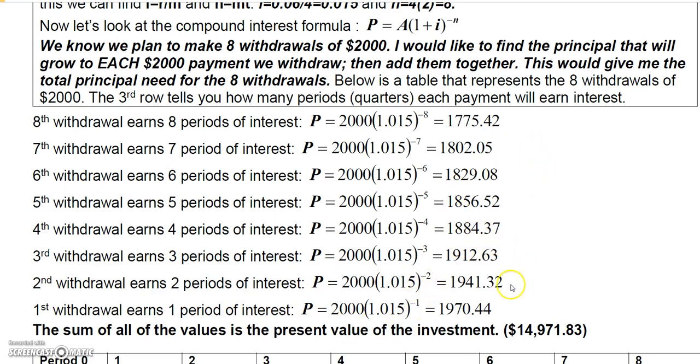So basically what we're saying here is in order to have $2,000 to make your first withdrawal, you'd have to have 1970.44. In order to be able to take $2,000 out after 2 quarters, you'd have to put in 1941.32. To be able to withdraw $2,000 at the end of 3 quarters, you actually have to have 1912.63. And after 4 quarters, you'd need 1884.37, and so forth. But you've got to have all this in the bank initially. So if you add all of these up, that will tell you the total investment that you would need to invest. So you would need to have $14,971.83. Okay, so now again, this is a long way to do the calculation.